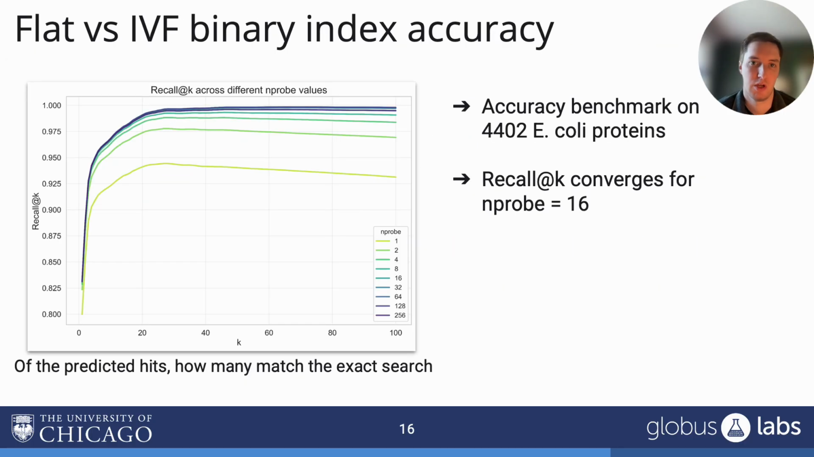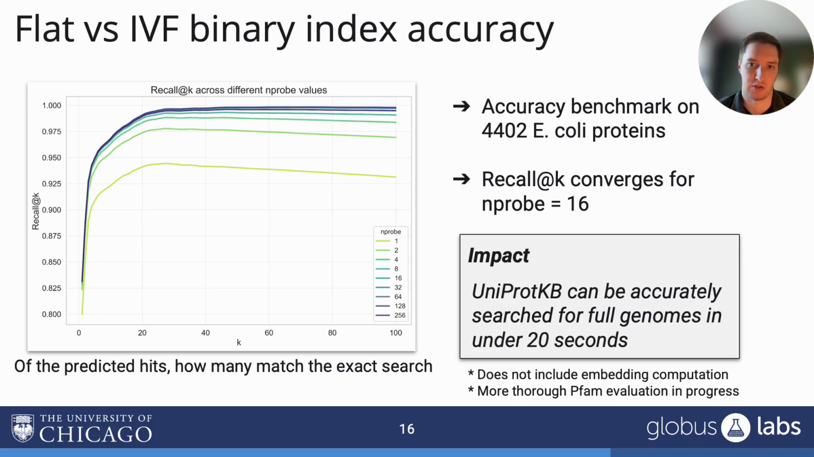which easily fits into the host memory on a standard compute node. To understand the accuracy trade-off of IVF search versus exact search, we built a benchmark to compare the predicted hits of the two approaches. We see that we need to search 16 clusters out of the roughly 16,000 total clusters in order to achieve greater than 95% accuracy. Putting this together with the scaling results, this means that we can accurately search UniProtKB for full genomes in under 20 seconds.